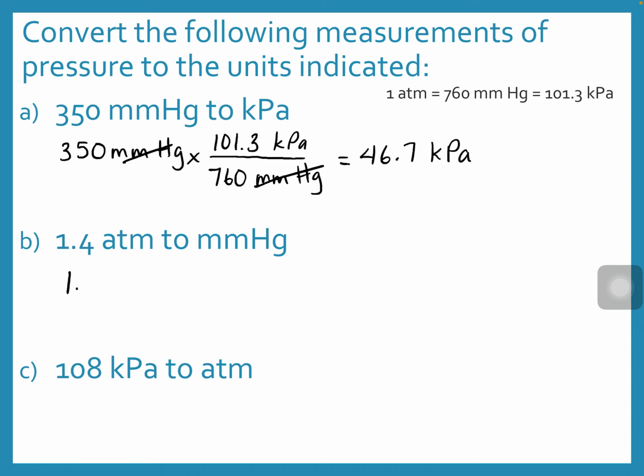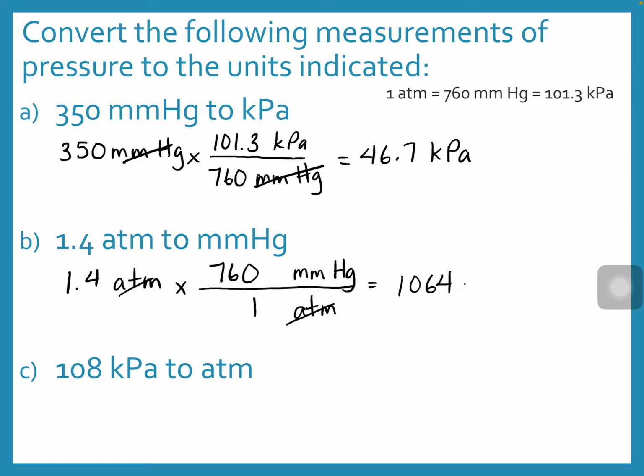Next one, I'm going to convert from atmospheres to millimeters of mercury. So I want my answer in millimeters of mercury, so that's on the top, and I want to cancel out atmospheres, so that's going to be on the bottom, and my relationship is that every 760 millimeters of mercury is equal to 1 atmosphere. So I have 1.4 times 760, which is equal to 1,064 millimeters of mercury.